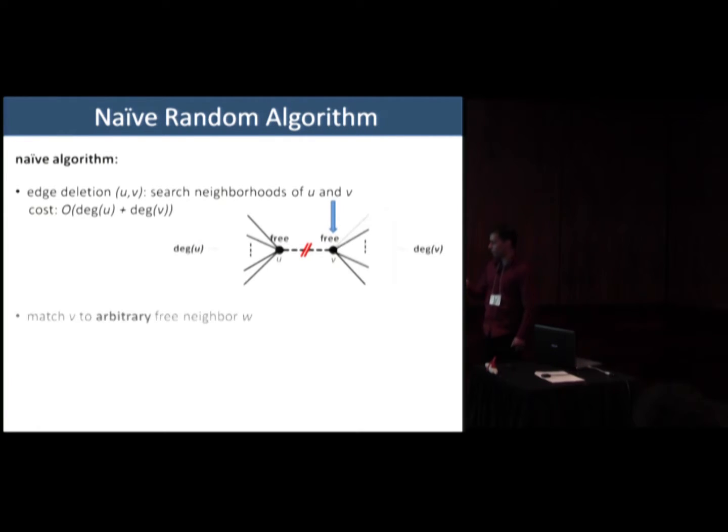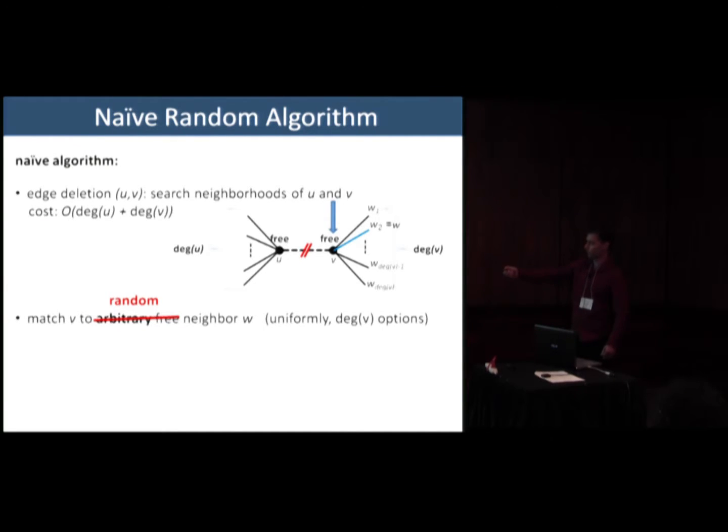So the naive thing is to match to an arbitrary free neighbor if one exists. Let's do something differently. Let's choose uniformly at random some neighbor. Let's say W2 was chosen, and match V with that neighbor. We have degree of V options, each chosen with equal probability. Since the adversary is oblivious to this choice, it will have to make many deletions among these edges before hitting on this particular edge that we chose.